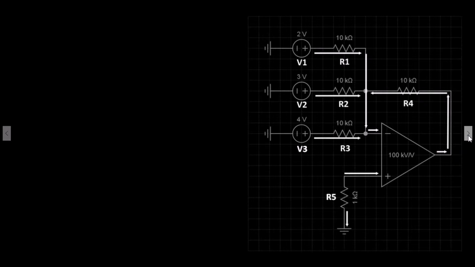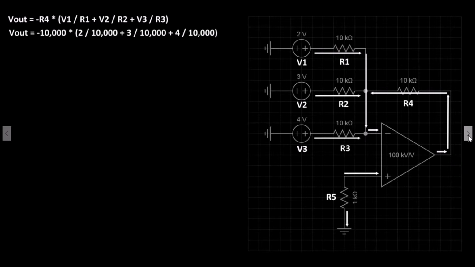Let's look at the formula used to calculate the output voltage. To calculate the output voltage, we use the following formula. Voltage out equals negative R4 multiplied by V1 divided by R1 plus V2 divided by R2 plus V3 divided by R3. So let's plug the values in from the circuit and the formula looks like this. Negative 10,000 multiplied by 2 divided by 10,000 plus 3 divided by 10,000 plus 4 divided by 10,000.